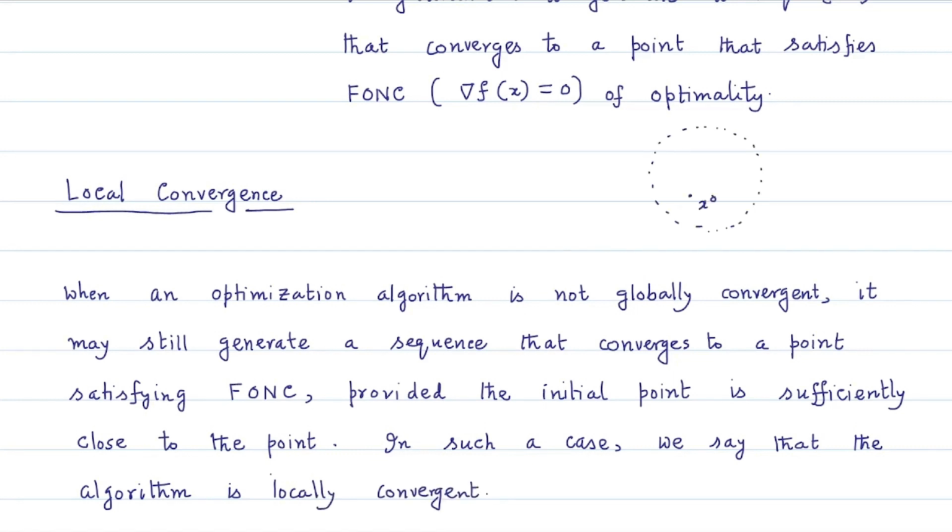The term locally here is due to the fact that the algorithm is converging only when the initial point x naught is chosen from a local neighborhood of the point x bar that satisfies the first order necessary optimality condition, that is, grad f(x bar) is equal to 0.